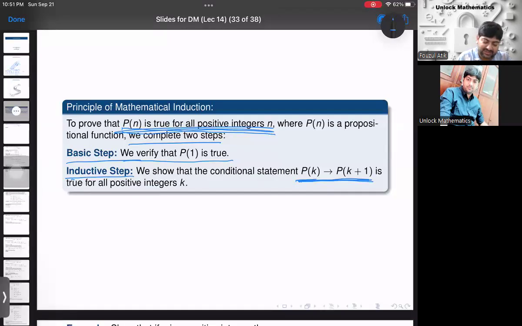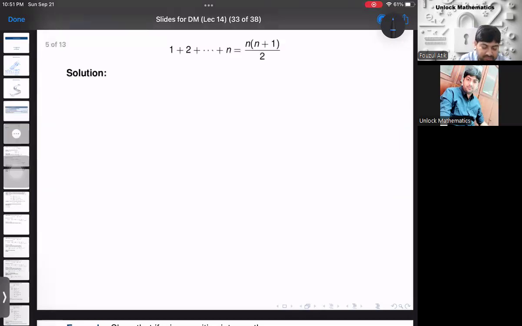Right? So here the basic step shows that P(1) is true, but depending on your problem, you have to identify what your basic step will be. Sometimes your basic step may be P(0), sometimes it may be 2, sometimes it may be 5. So the first step we have to identify, and the inductive step is this one. Right? We'll do some examples.